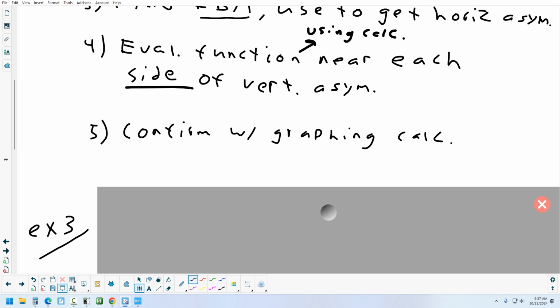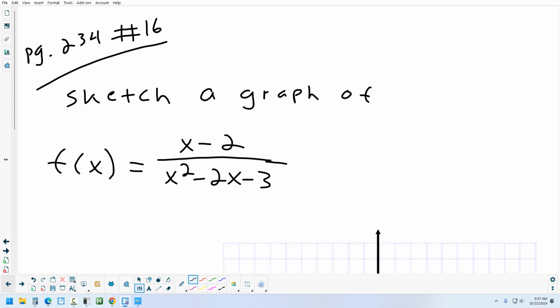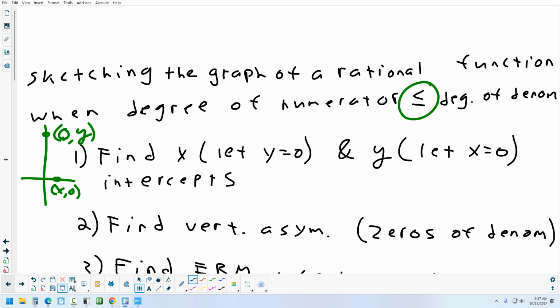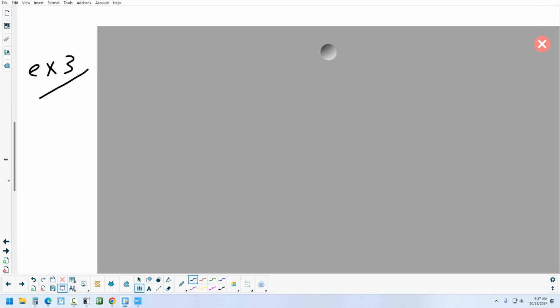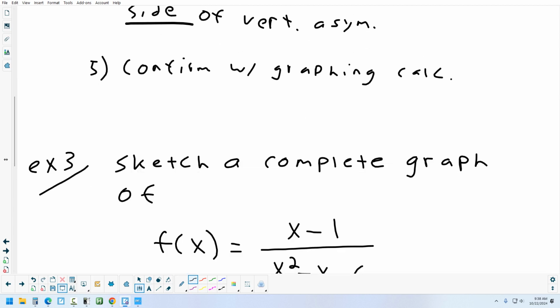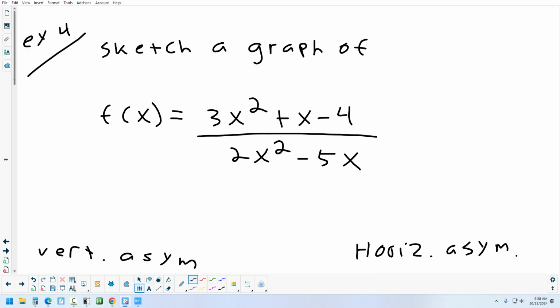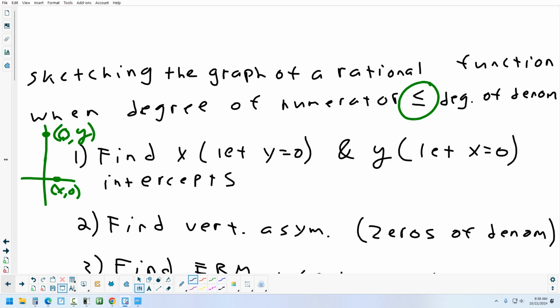Okay, so let me just check. I think I had 1, 2, 3, 1, 2. I guess maybe I had 2. Unless there's one down here, 3. So if we get through all 3, that's great. If we don't, I at least want to do 2. Because I want to do one where the exponent in the top is smaller than the one in the bottom. And then I want to do one where the exponent in the top is the same as the bottom. Those are the only 2 cases we're doing today.